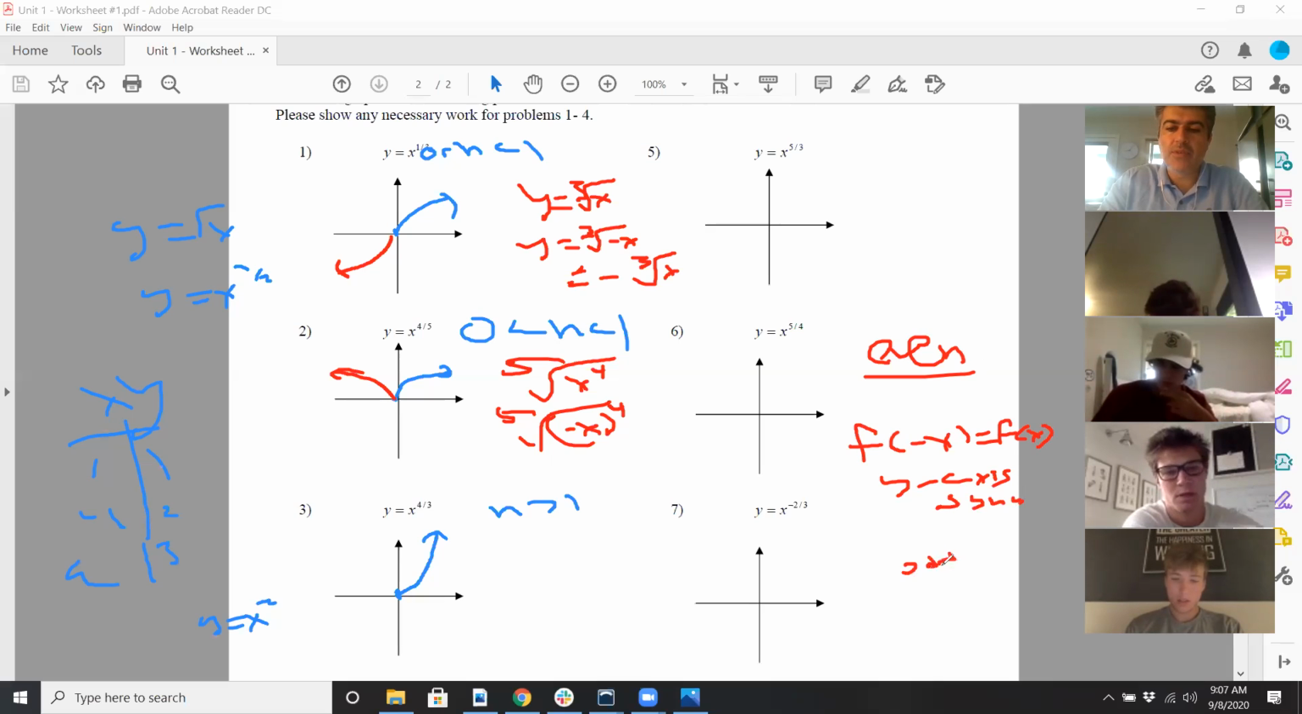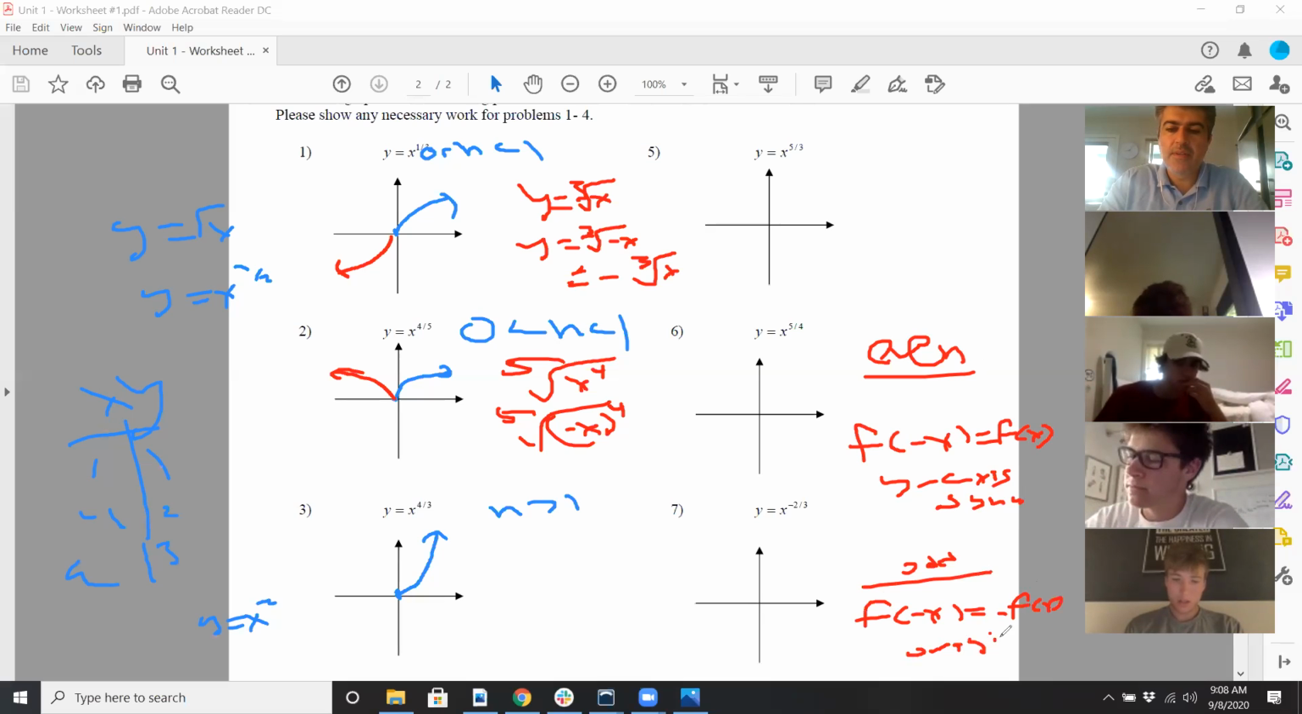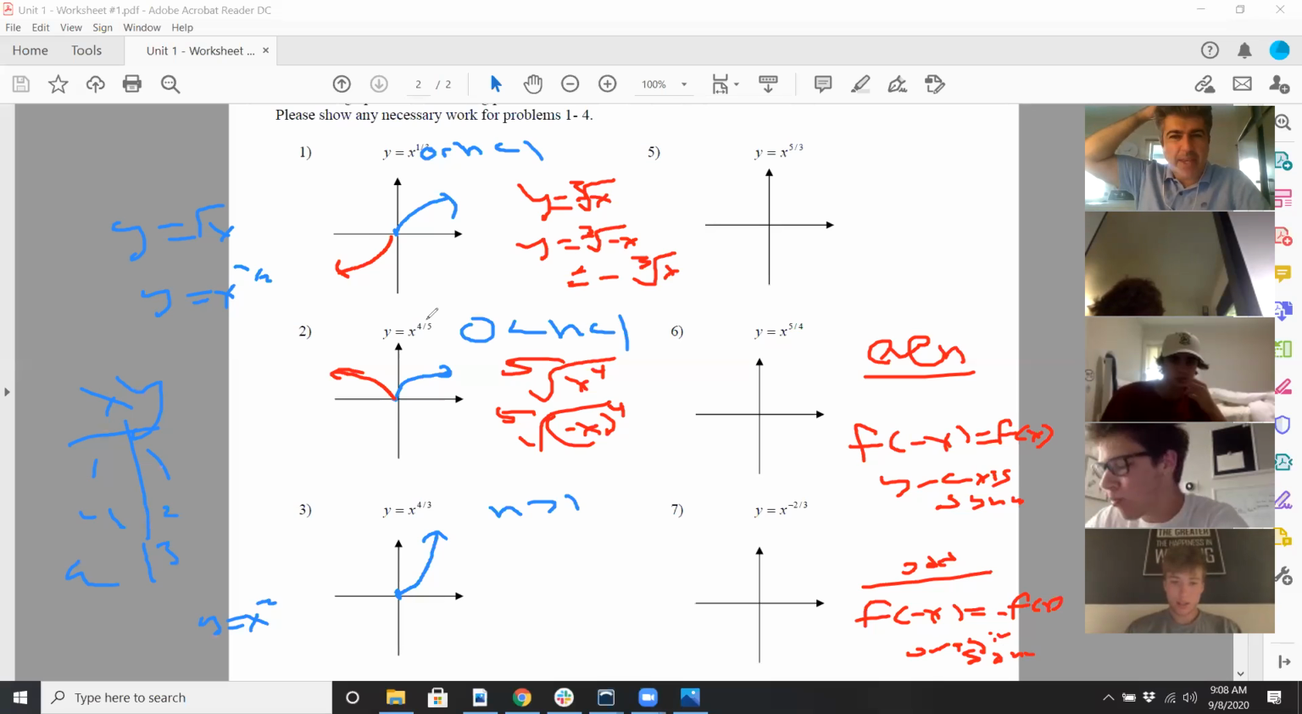For odd functions, remember, f of negative x: if you switch the sign of the input and the output changes sign, you're getting that origin symmetry, which is the case for number 1. So you really have to look at this on a case-by-case basis.